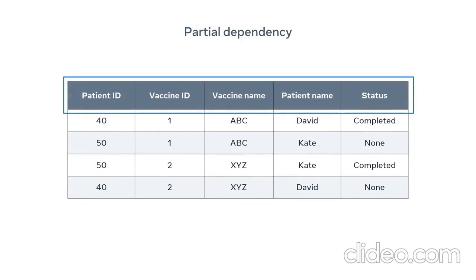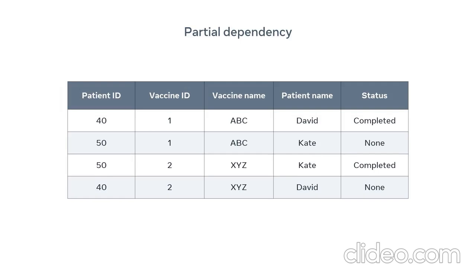The table shows the vaccination status of two patients, David and Kate. It also displays the patient ID, vaccine ID, and vaccine name. There's no one single column with unique values in each row, so there's no single column that can be used as a primary key. So it's best to combine both the patient ID and vaccine ID columns as a composite primary key to create a unique value in each record.